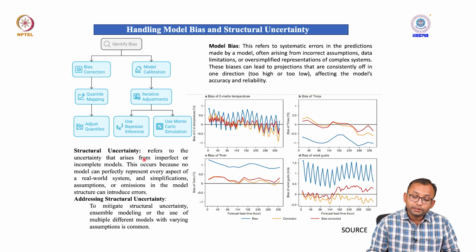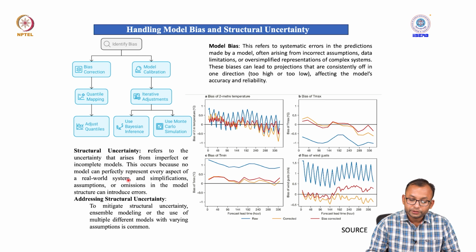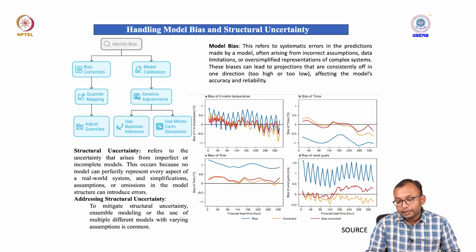Structural uncertainty is basically the uncertainty which arises from imperfect or incomplete models. This occurs because no model can perfectly represent every aspect of a real-world scenario or system, and simplification, assumption, or omission in the model can introduce errors. Therefore, to address this structural uncertainty, we have to use ensemble modeling, or the use of multiple different models with varying assumptions.